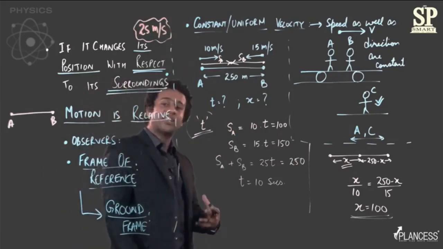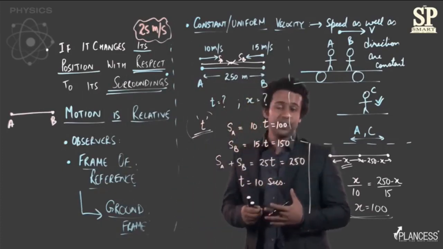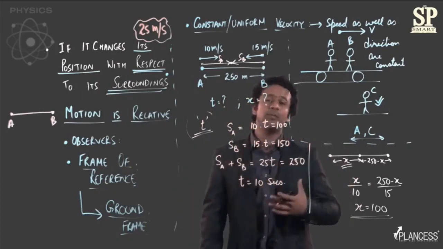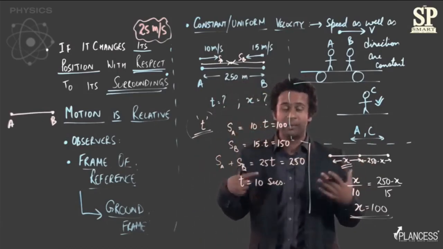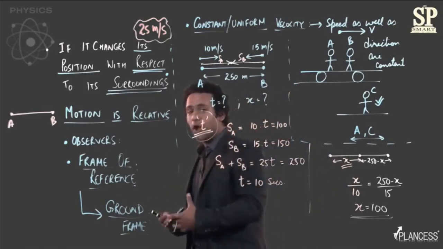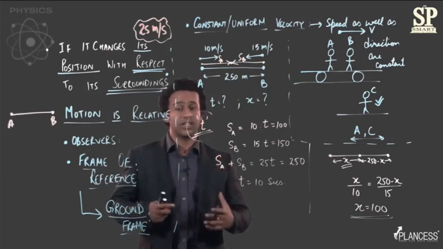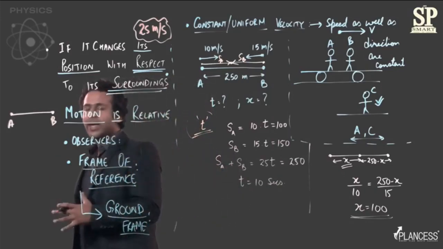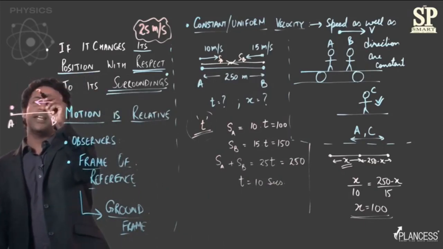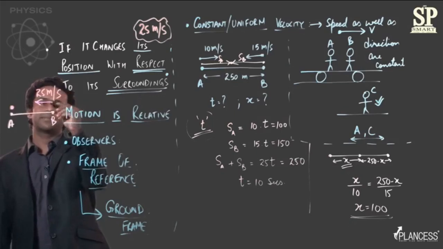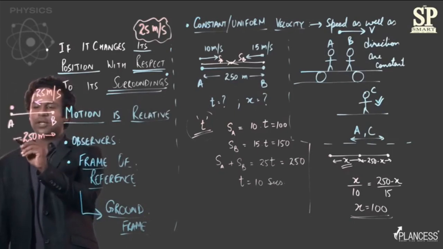Right? So what he'll actually do is he will assume that he is stationary. Every observer feels the same. Even when you're moving in a bus, you feel as if you're stationary and everything else is moving backwards. So this is the way an observer works. He always assumes that he's stationary and everything else is moving. So according to A, he would be stationary and B is coming towards him at a speed of 25 meters per second. And he knows that the distance between them is 250 meters.